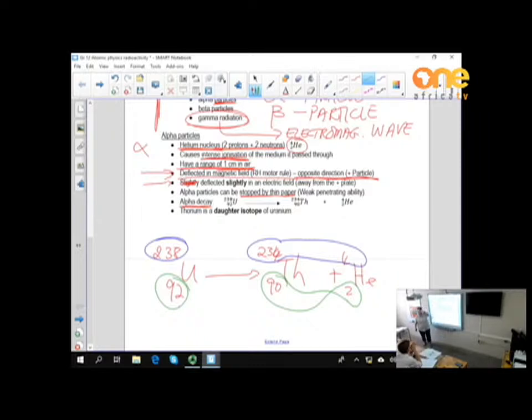And because thorium is the first product in the radioactive decay from uranium, I will call thorium a daughter isotope of uranium. They're both metals. Thorium is also radioactive. It will undergo further alpha decay. It keeps doing this till you end up with lead.